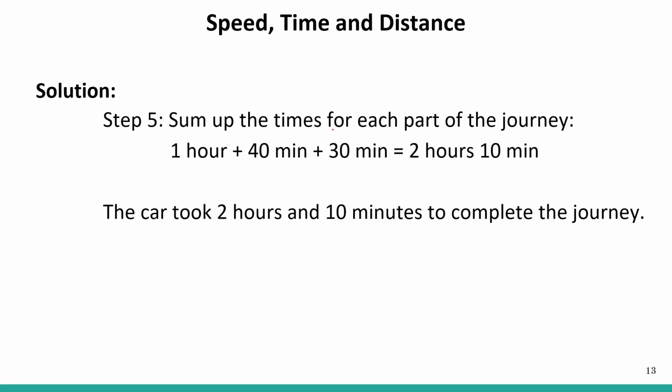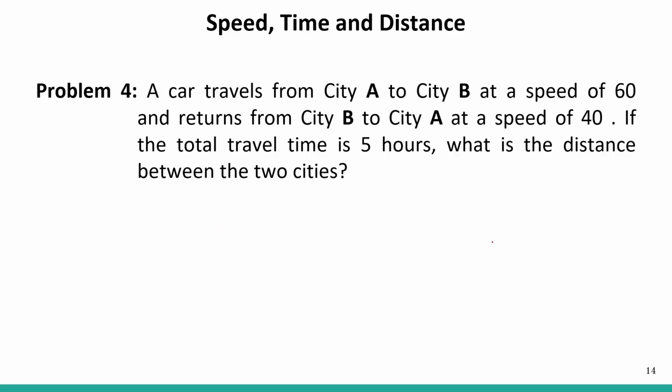So summing up the times for each part of the journey, 1 hour plus 40 minutes plus 30 minutes is equal to 2 hours 10 minutes. Okay. So the car took 2 hours and 10 minutes to complete the journey.